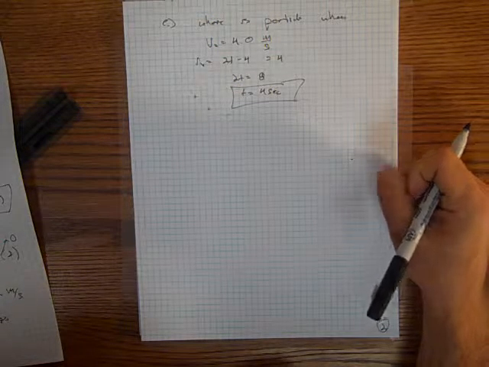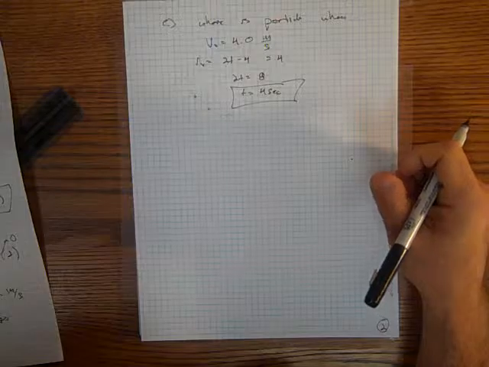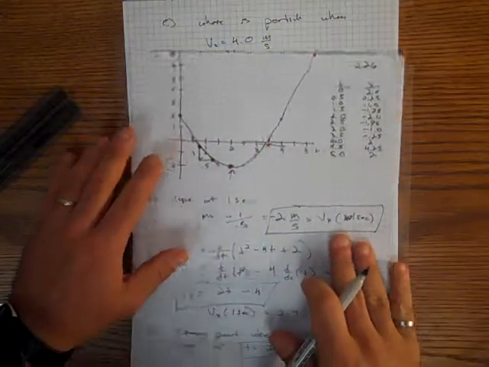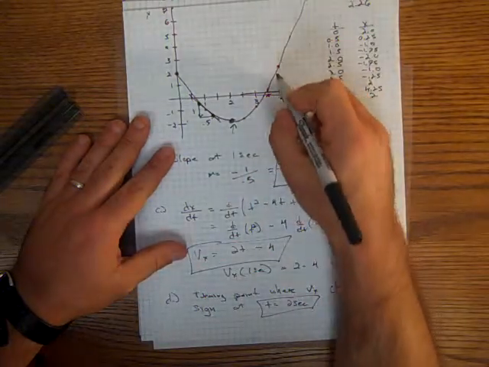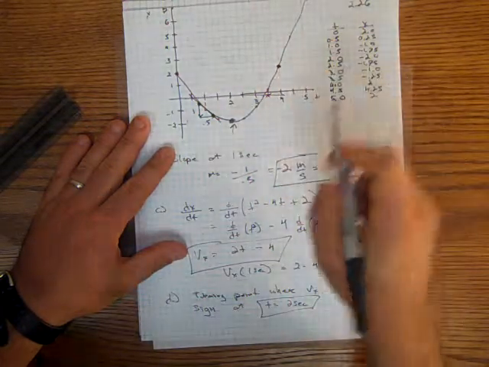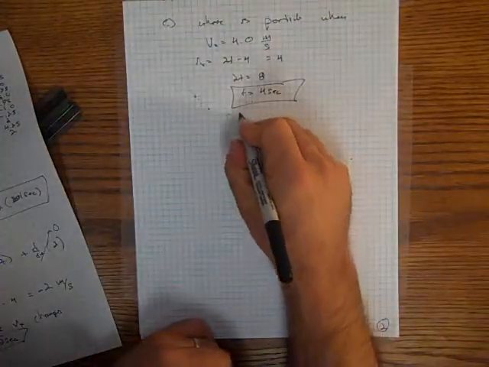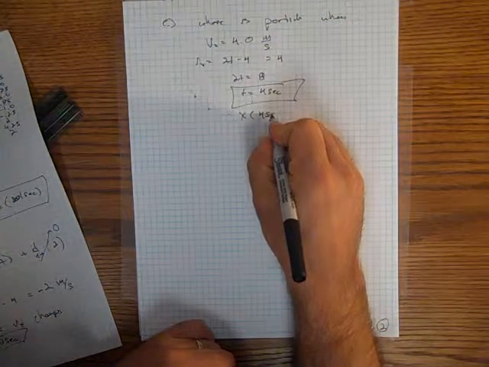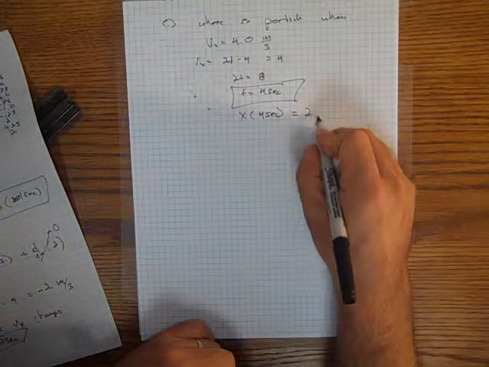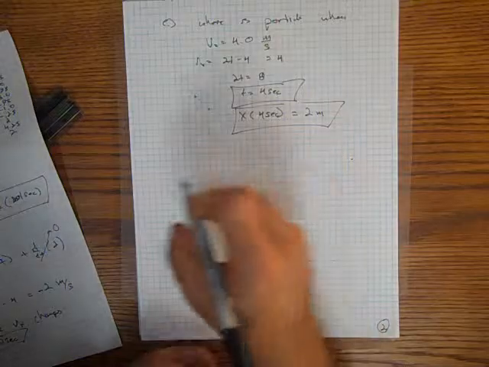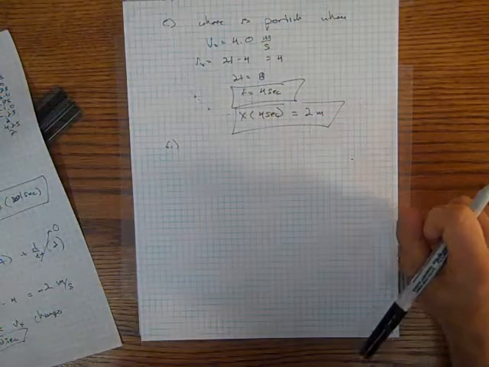All right. And so if I look at my plot that I have on the other page, I'm going to bring that over real quick. I'm looking for the position at 4 seconds, and I have a point there. So the position at 4 seconds is 2 meters. I'm sorry, 2 meters. That's right. Good. Okay.